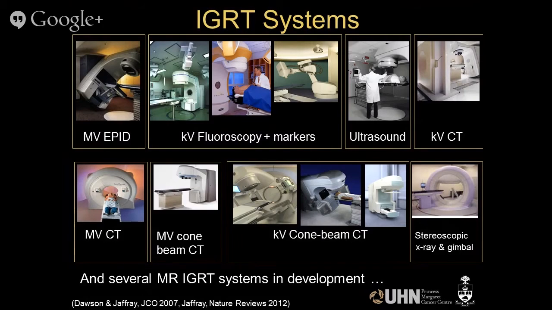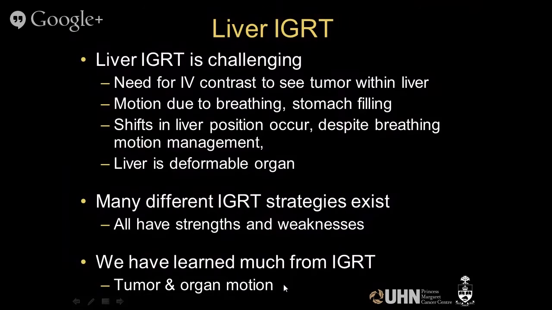There's a plethora of technologies. All have pros and cons. This is a summary of some of the tools available. There's MR image guidance systems in development and combined systems that are now in use. Just a summary that liver IGRT is challenging. As mentioned, we need IV contrast to see the tumor. The motion due to breathing, stomach filling has to be considered. There's shifts in liver position, as I mentioned, and organs can deform.